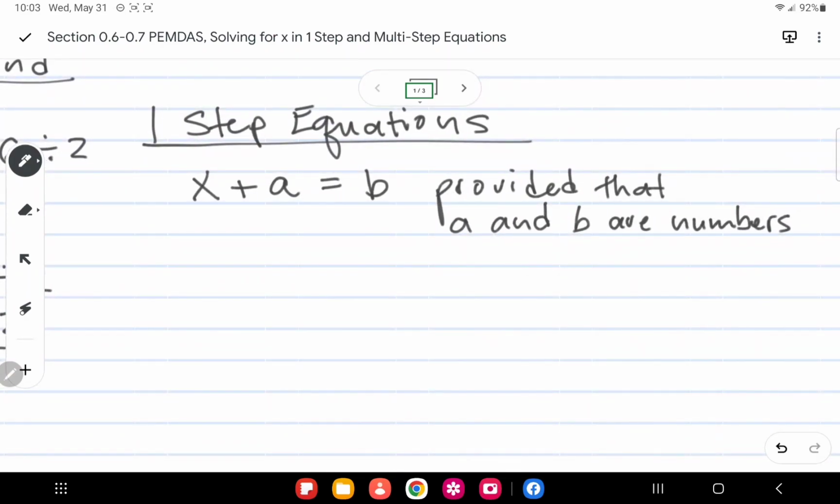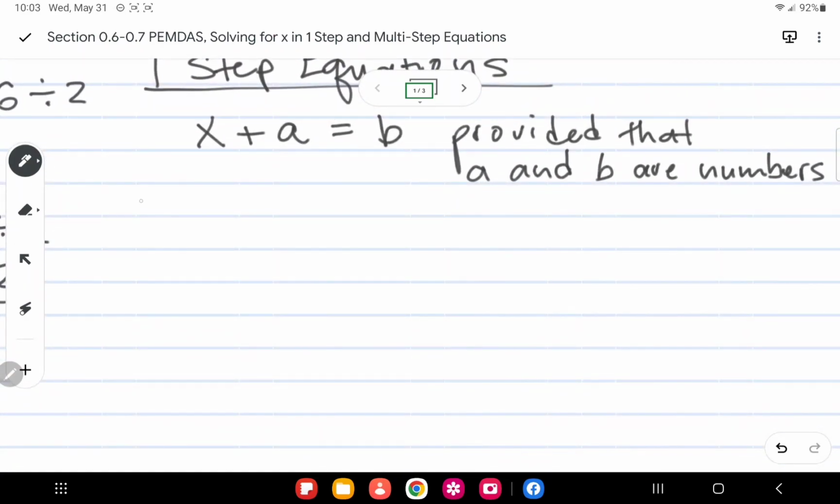Let's do a quick example so you understand what's going on here. We went over PEMDAS because the thing about solving for x is that everything has to be the opposite of what you're trying to do. For instance, we have x plus 4 equals 8.